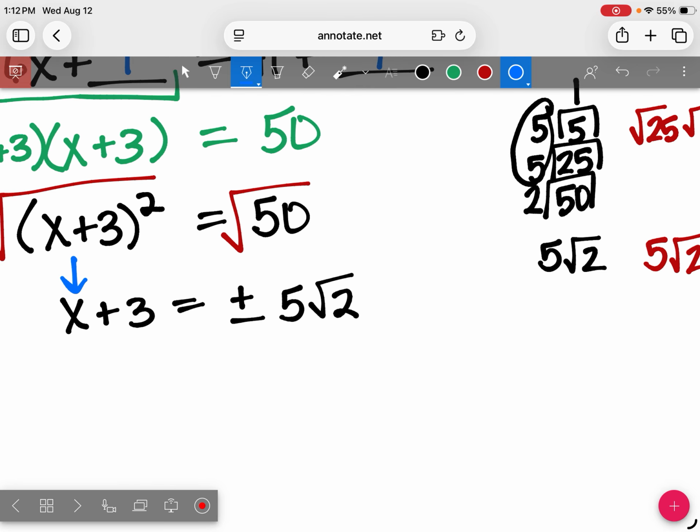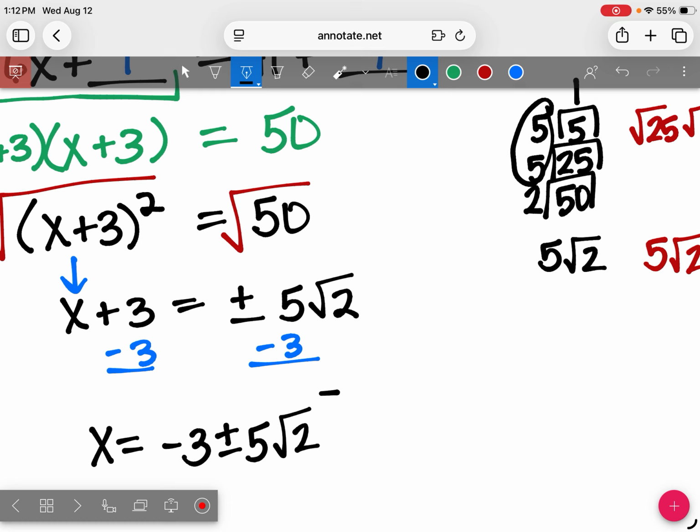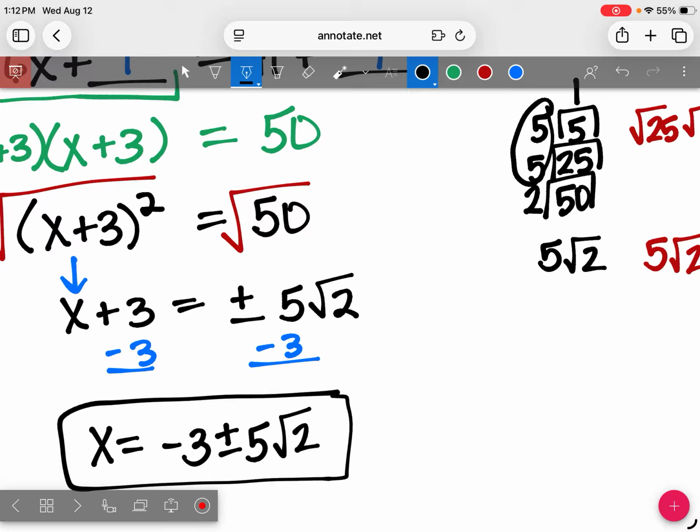Now, when I subtract 3 from both sides, these are not like terms. So you cannot subtract this and say that that's 2 root 2. This is the same as saying a 5x. They're not like terms. So that negative 3 is just going to move in front. So my final answer will be x equals negative 3 plus or minus 5 square root of 2. So this question would not be able to factor, but you could do the quadratic formula.